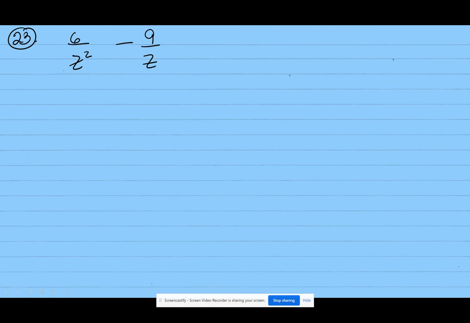All right, here we go. We're going to get a common denominator for z and z squared. z and z squared is just z times z, so the common denominator is just z squared. Look and see if I copied this problem right. I did. So the common denominator is z squared.